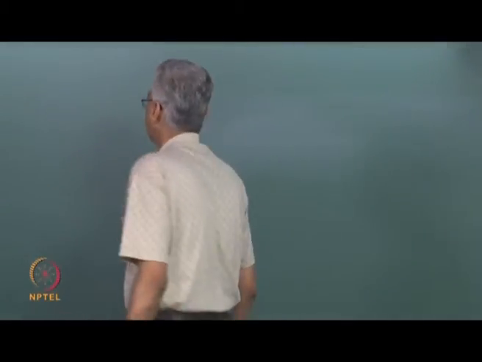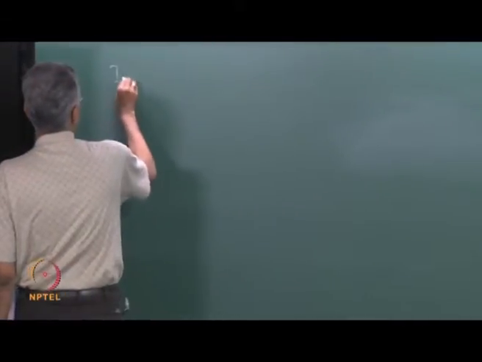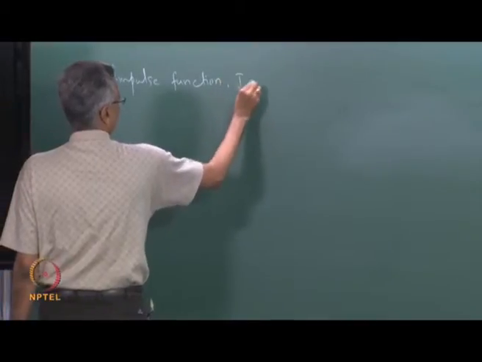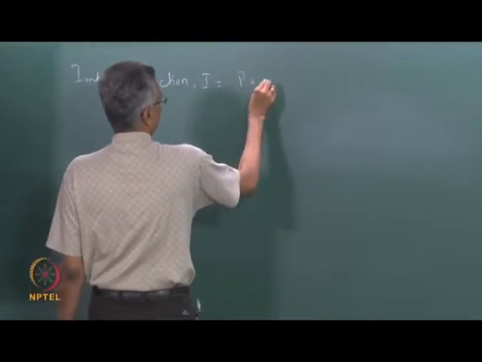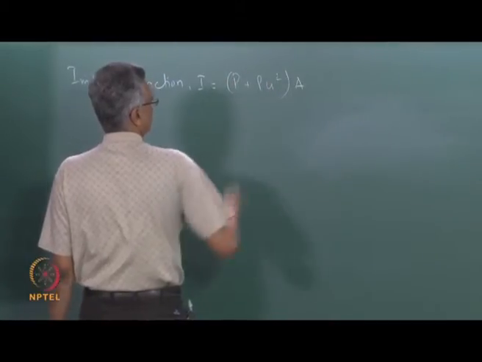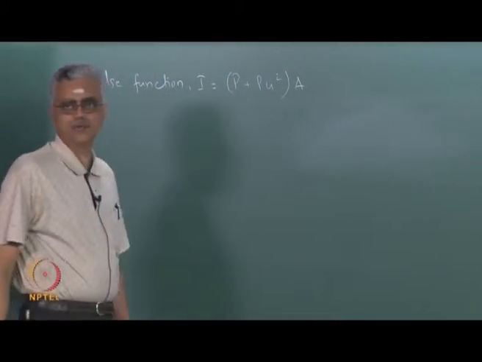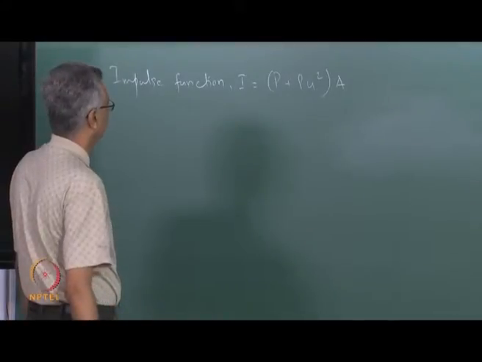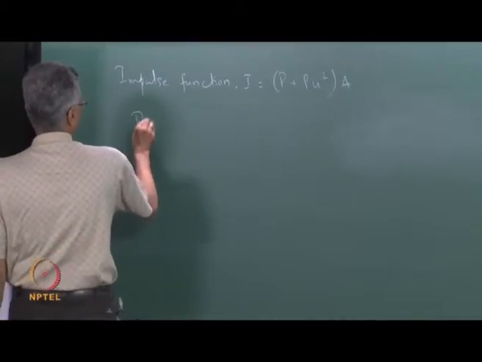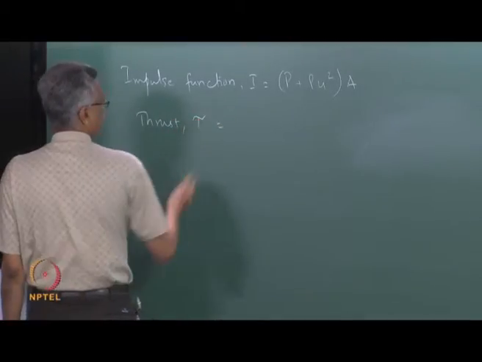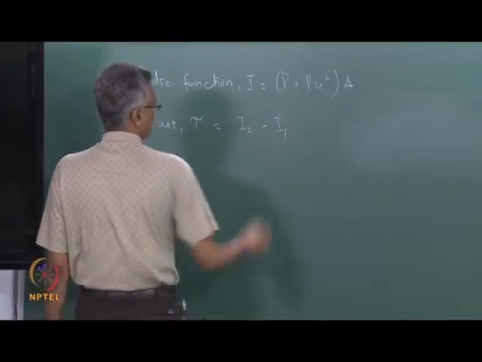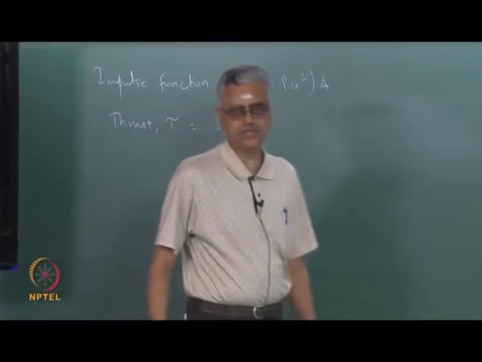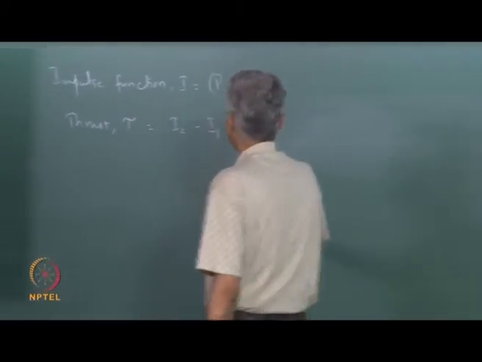In the last class we showed that the impulse function I, which was defined as P plus rho u square multiplied by the cross sectional area of the stream tube at that location, can be used to calculate the thrust or drag that we get from different components, and the thrust could be evaluated as I2 minus I1, where the state point 2 refers to the exit of the device and state point 1 refers to the inlet of the device.